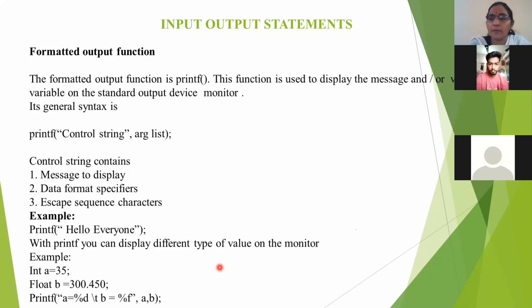For input purpose, we have learned the scanf function. For output purpose, it is the printf function. This function is used to display the message. So what is the purpose? Just like the previous function, scanf, the purpose is fixed. For the scanf, the purpose is only to read the values. Only for the input purpose, we use the scanf function.